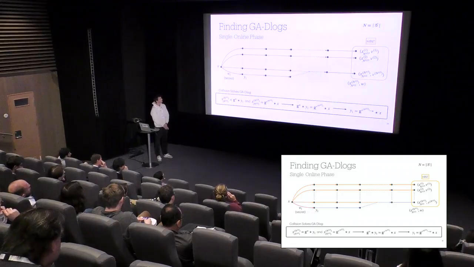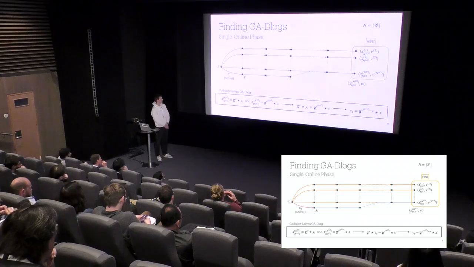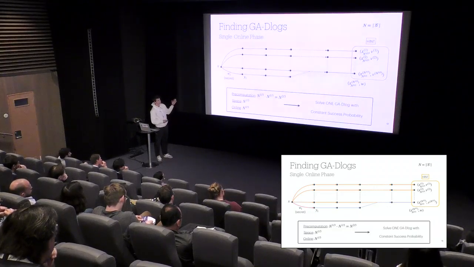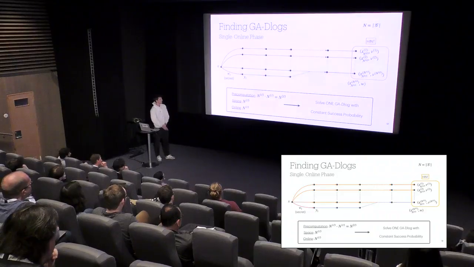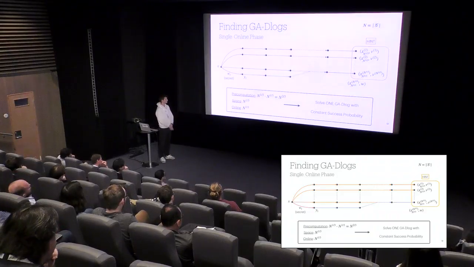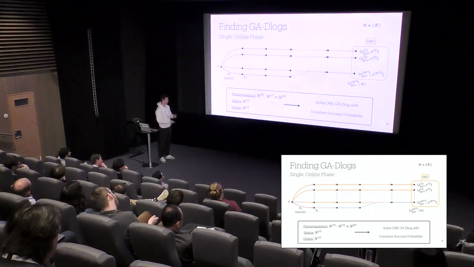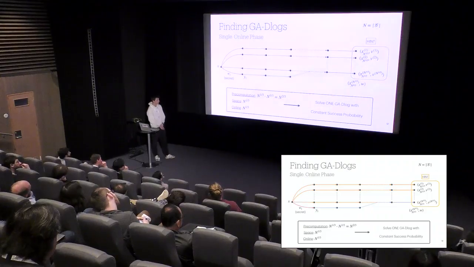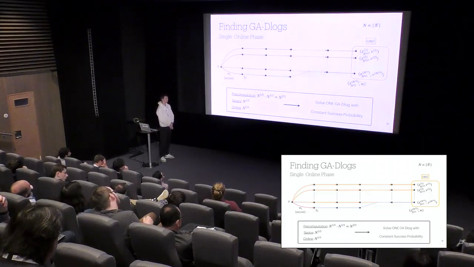Good. So until now, we were just hoping to get such a collision. But in the paper, we proved that with such parameters, so if you do n to the 1 over 3 walks, and each of them is long n to the 1 over 3, and you save just the endpoints, and then the online walk is of length upper bounded by n to the 1 over 3, then you can actually solve the instance of the GA D-log with constant success probability, because you can find this collision with constant success probability.